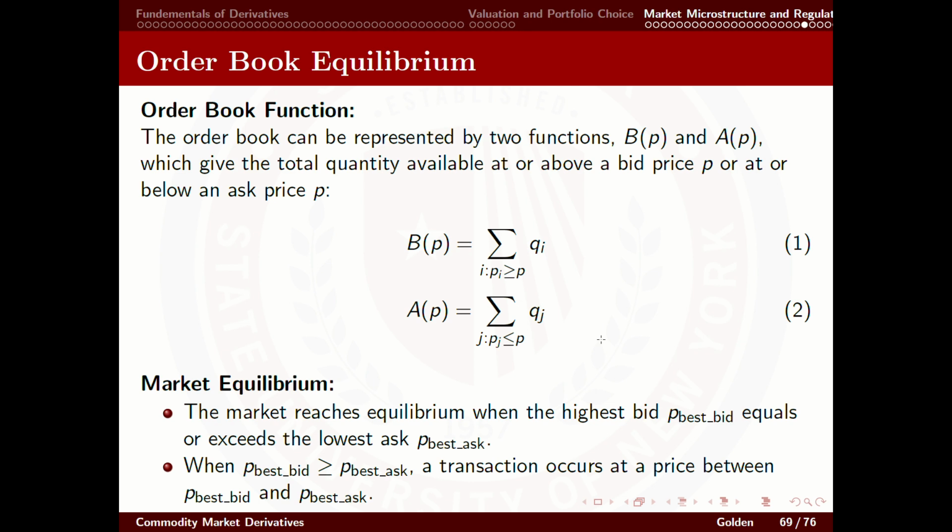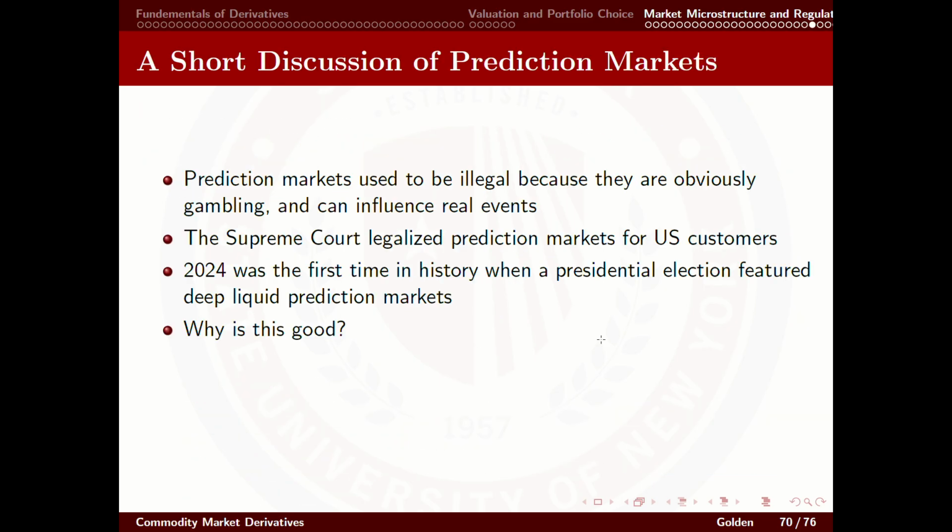When the price of the best bid is greater than the price of the best ask, normally a transaction occurs at a price between these. Normally people haggle and figure it out. Sometimes you can't do that. Sometimes what people are willing to sell for is not what people are willing to buy for, and you end up with a liquidity problem. So that's a discussion of traditional order books.